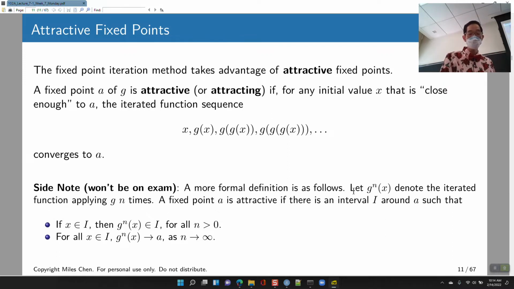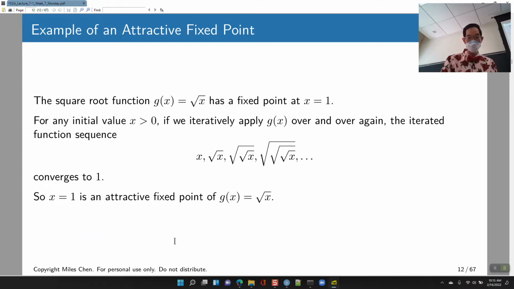A more formal definition would be that g super n of x, that is, we're applying the function g n times, okay? We're going to say a fixed point a is attractive if there is an interval I around a such that, as you apply g n times, the results will be within the interval for all n greater than 0. And as n goes to infinity, this is going to go to the value a.